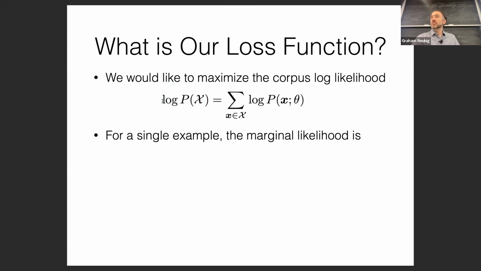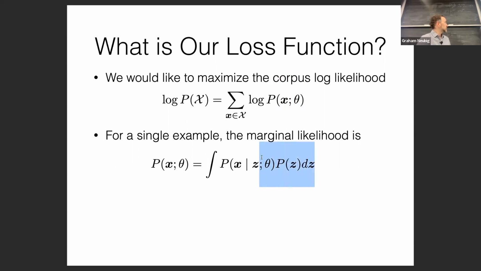Now, for a single example, note that we don't have z anywhere in here. For a single example, the marginal likelihood, in other words, the likelihood considering all possible assignments of a latent variable, is essentially the integral over all possible latent variable assignments, multiplying the prior probability by the generative probability here, and that gives us the probability that we had over here.